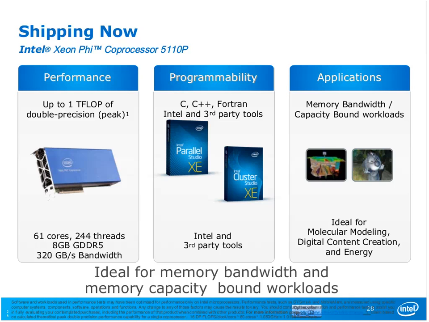Xeon Phi is available in 2 SKUs, a 5,000 and a 3,000. The 5,000 has 61 cores, 244 threads, 8 gig GDDR5, and total aggregate bandwidth of up to 320 gigabytes per second. This coprocessor is capable of up to 1 teraflop of double precision.